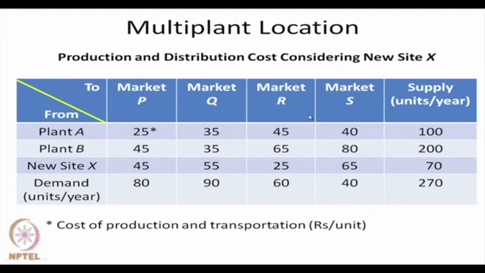Now, at the end, we take up a problem of multi-plant location. This is the case of a business that already has two plants in two different locations, and it is supplying its output to different markets, but it is finding that the demand has gone up, and therefore it is deciding to set up another plant in a certain location. I am illustrating this with the help of an example.